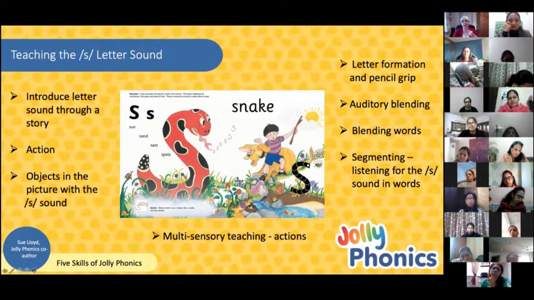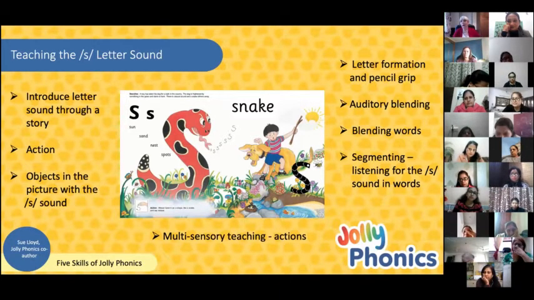Now the segmenting is the other way around. In segmenting, we need to be able to hear the sounds in words. So we need to be able to hear that sun is s, n. Well, that is a bit hard for the first day. So we tend to just say, just listen. Can you hear a s in sun?